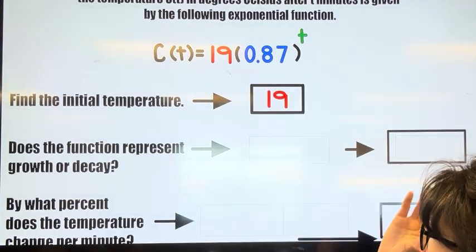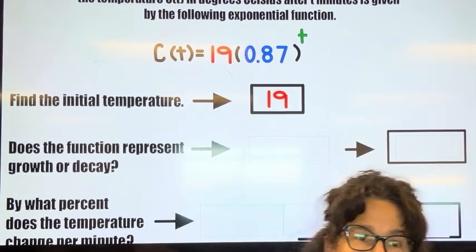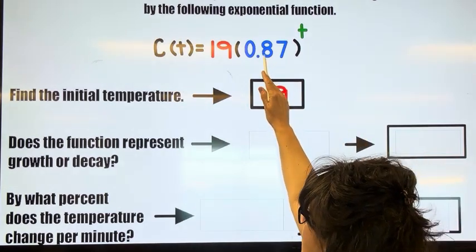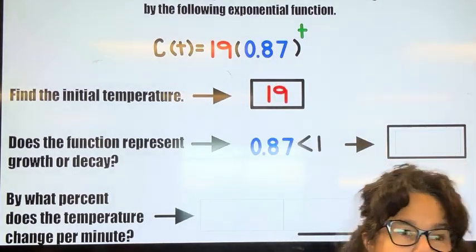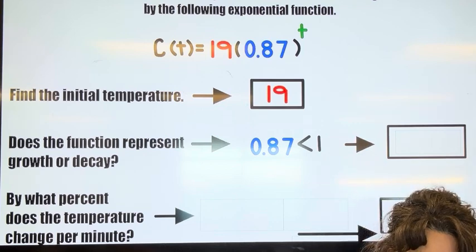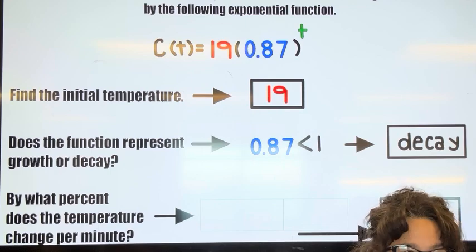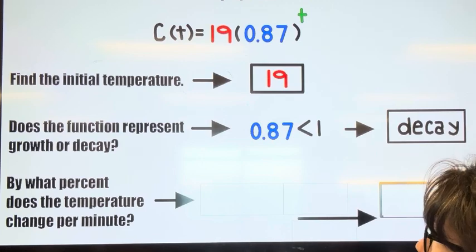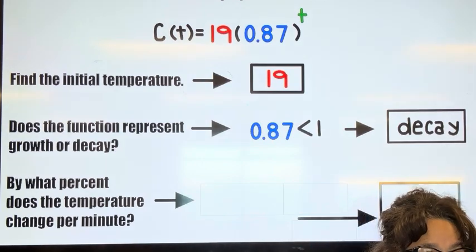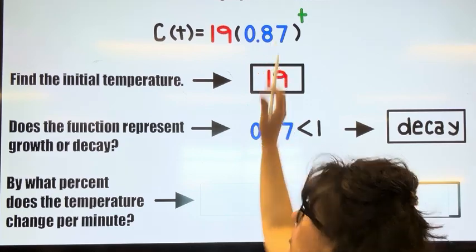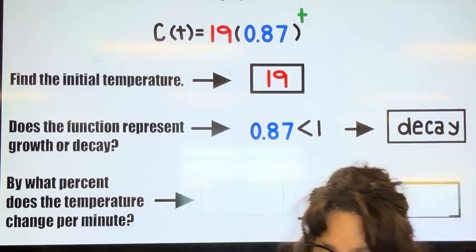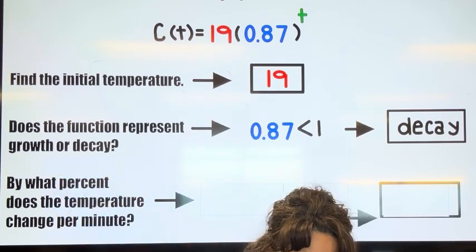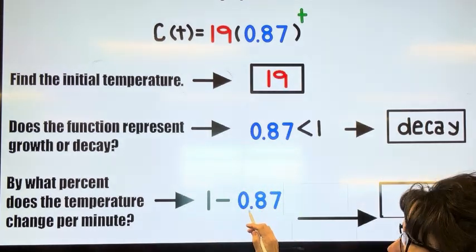Then we want to know, is this representing a growth or a decay? This number right here is smaller than 1, so that tells me that it's a decay. And then after that, by what percent does the temperature change per minute? We're going to get at that using that 0.87, but this time, instead of doing the number minus 1, we're going to have to do 1 minus this number.